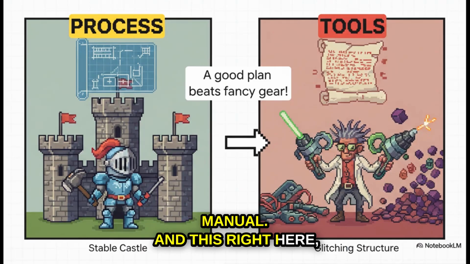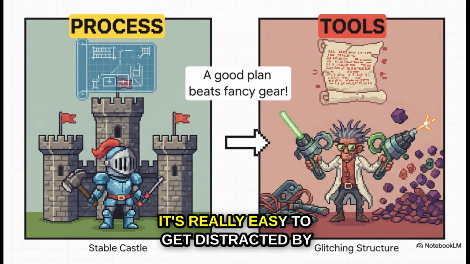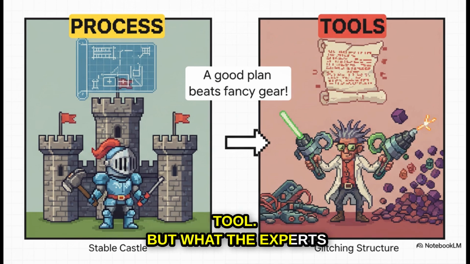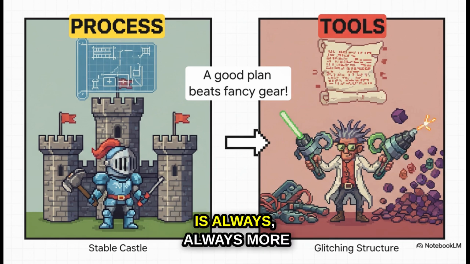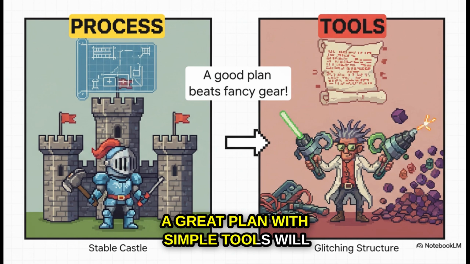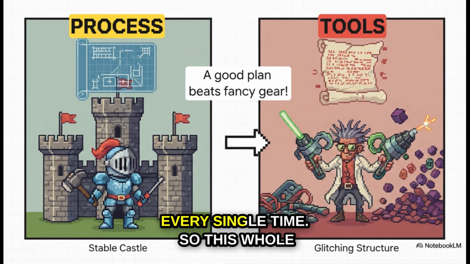And this right here, this is so important. It's really easy to get distracted by the latest, shiniest AI coding tool. But what the experts all say is that a good, solid process is always more important than your tools. A great plan with simple tools will beat a terrible plan with amazing tools every single time.